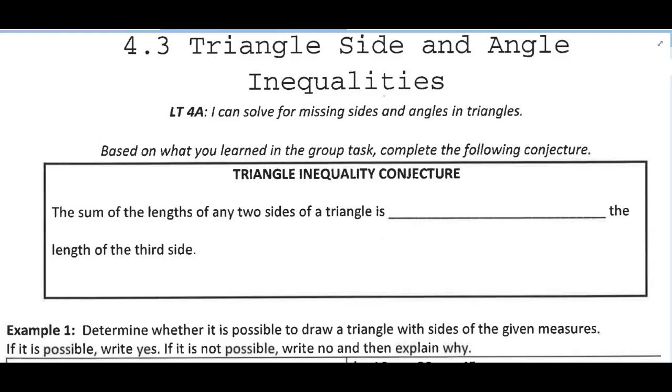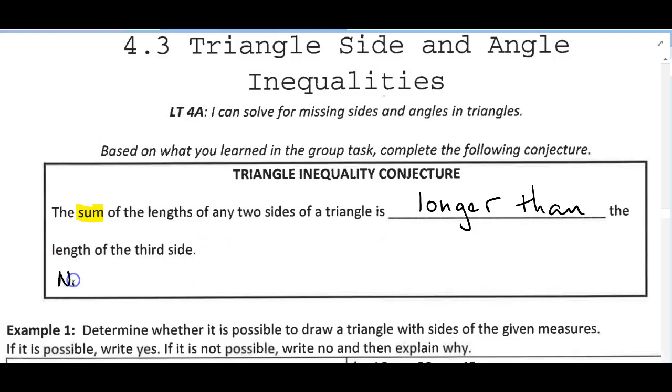So that leads us to our triangle inequality theorem or conjecture, which says the sum of the lengths of any two sides, so sum we're adding, of any two sides of a triangle is longer than the length of the third side. So really all we need to do is take the smaller two sides.